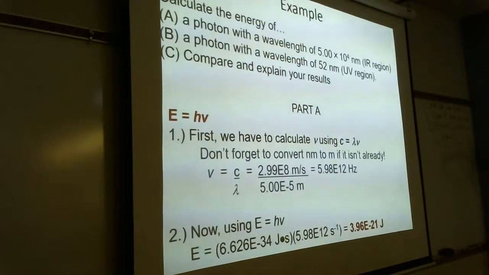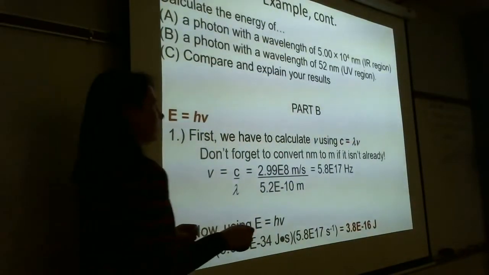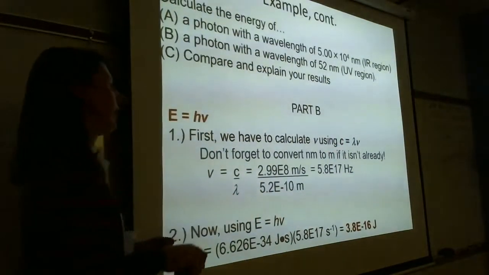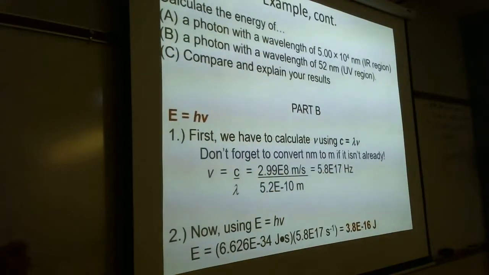Does everybody understand how we did the first one? Wavelength of 5,000 nanometers. All right, let's do part B. 52 nanometers. Again, we've got to convert nanometers to meters. And then we're going to plug it into speed of light is equal to wavelength times frequency. So I get 5.8 times 10 to the 17th hertz. And now I take that value as my frequency, plug it in here. Planck's constant is constant. So now I just multiply those two numbers. And I get 3.8 times 10 to the negative 16th joules.